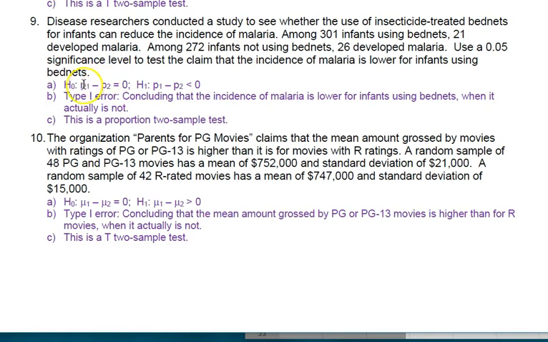Our hypotheses have the P1 and the P2 for the 2 different proportions. And the claim is that the incidence of malaria is lower for the infants using the bed nets. Since the ones using the bed nets are mentioned first in the problem, we want to make this a less than, so it fits what it said here, that it's lower for those infants. A type 1 error would be concluding that the incidence of malaria is lower for the infants using bed nets when it actually isn't. And in StatCrunch, this would be a place where you would use proportion stats 2 sample.